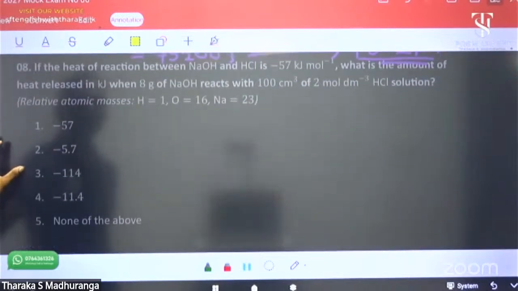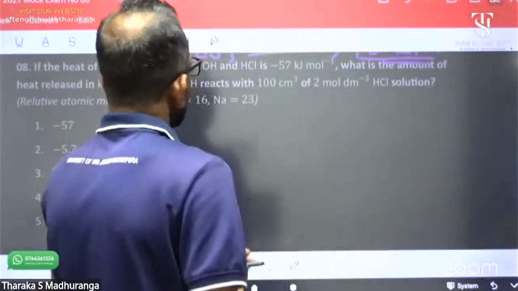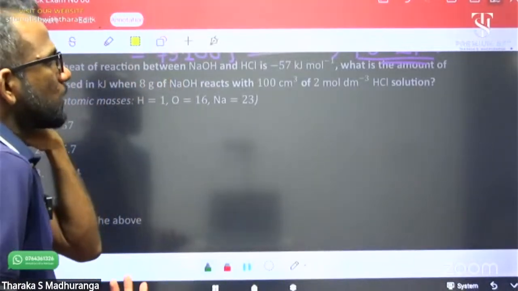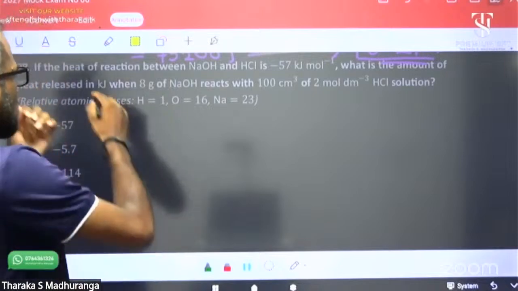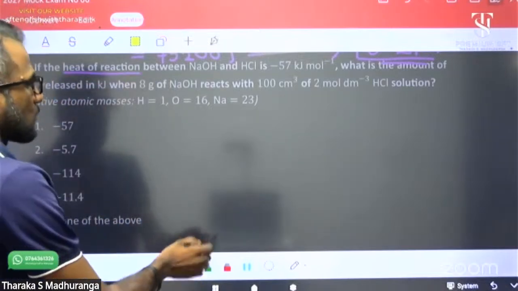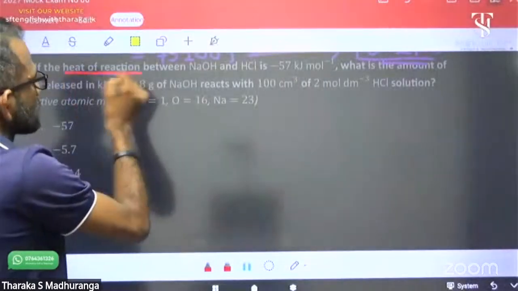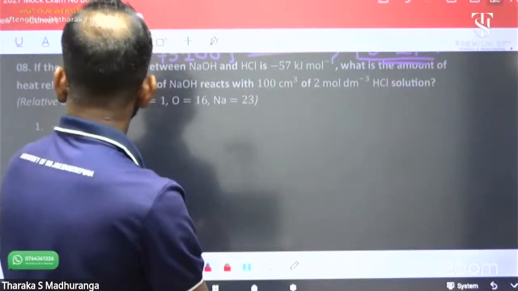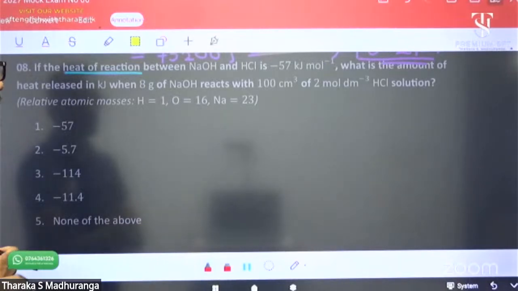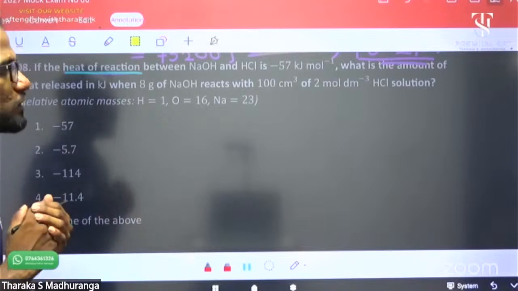Okay, question number 8. If the heat of reaction between sodium hydroxide and HCl is minus 57 kilojoules per mole, what is the amount of heat released in kilojoules when 8 gram of sodium hydroxide react with 100 cubic centimeter of 2 mol dm minus 3, 2 moles per cubic decimeter HCl solution? The relative atomic masses are given: hydrogen 1, oxygen 16 and sodium 23.